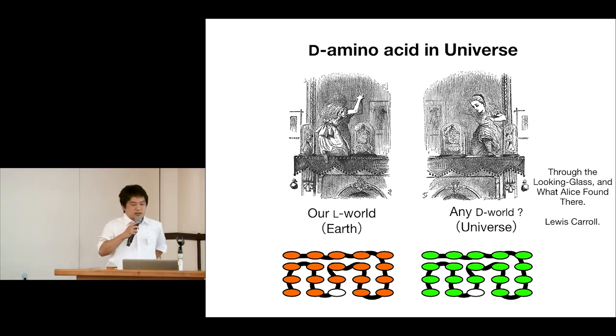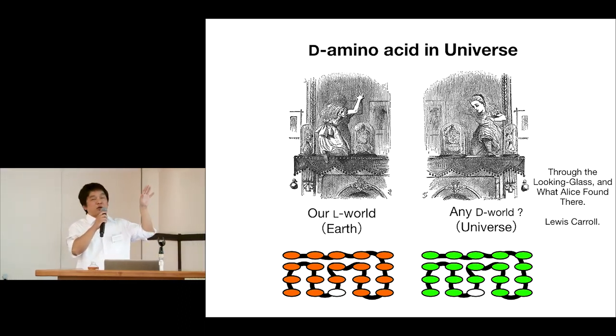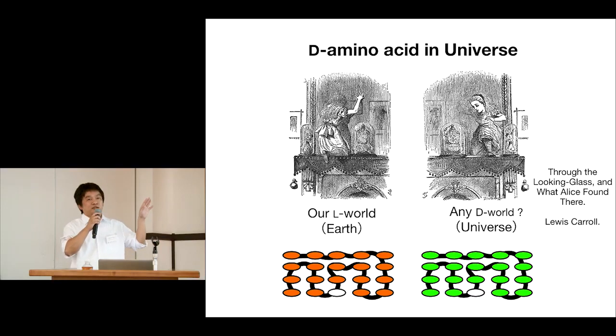And this is the last slide of my favorite picture. There is a picture from Through the Looking-Glass and what Alice found there. This is very popular. Alice is living in our world. Our world is made by the L amino acid. But she goes to a different world through the mirror. Once she went through the mirror, in that world, everything is the opposite way, like the D amino acid and the L amino acid.